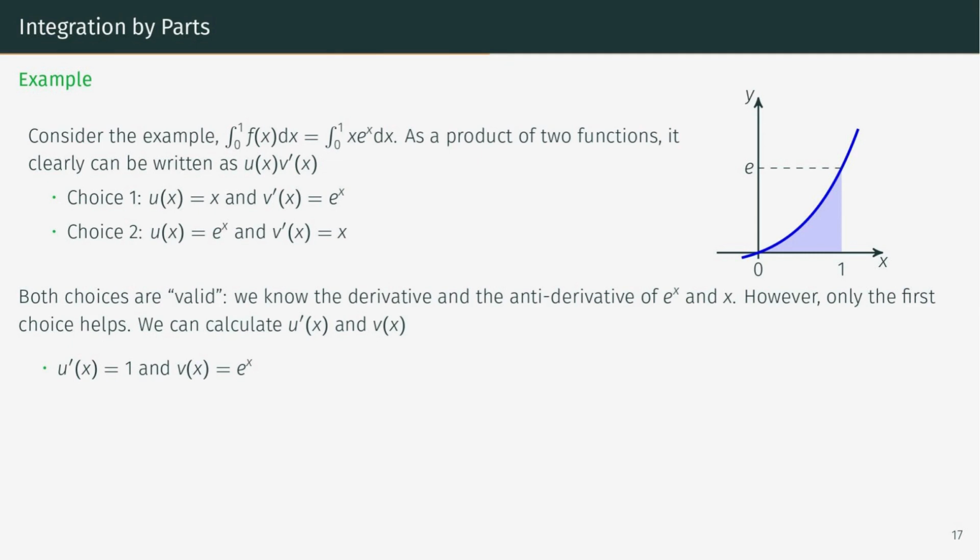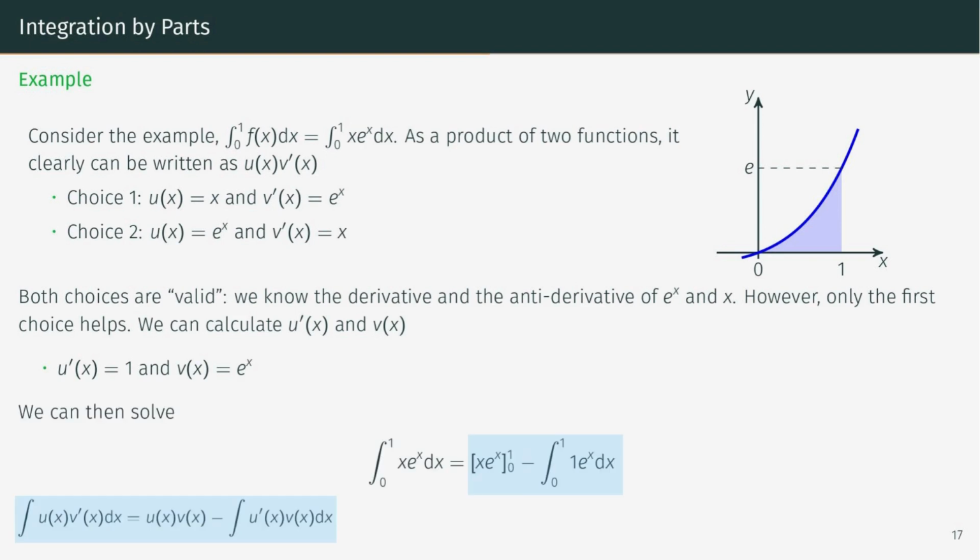Assuming this choice, we can then calculate u prime of x and v of x, where u prime of x equals 1 and v of x equals e to the x. We can then solve such that the integral from 0 to 1 of x e to the x dx is equal to x e to the x with bounds from 0 to 1 minus the integral from 0 to 1 of 1 e to the x dx.